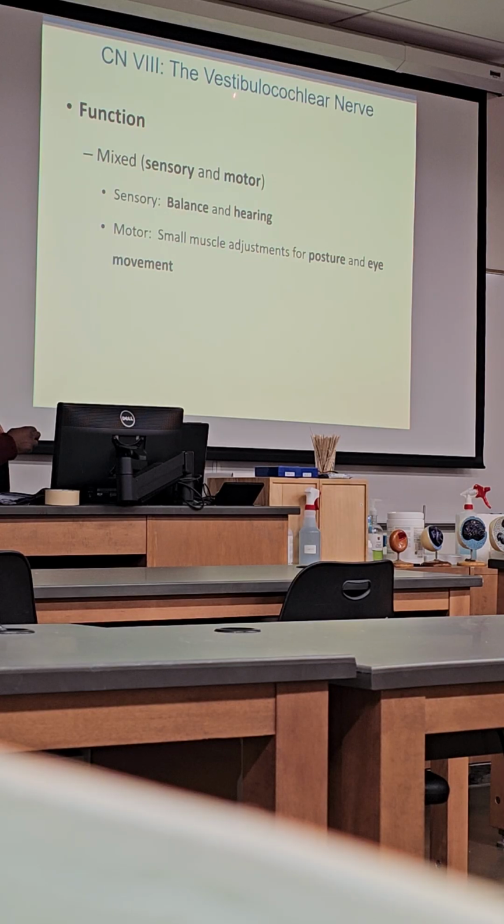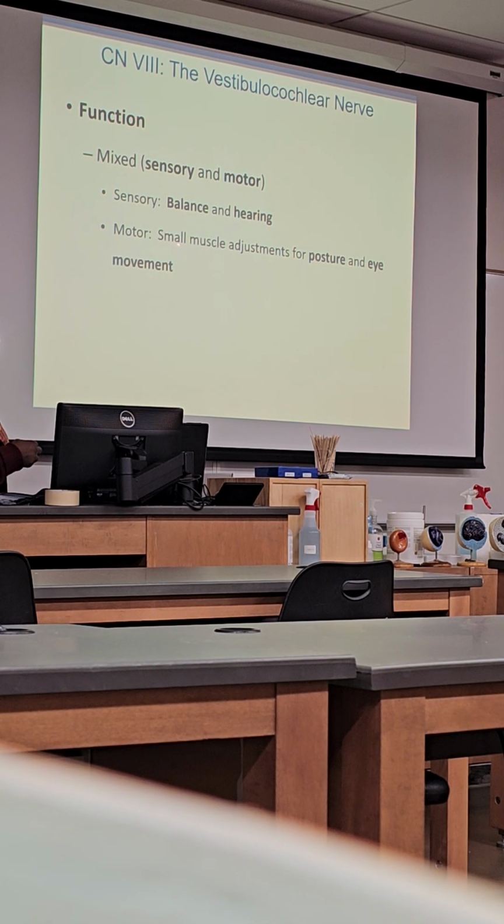Cranial nerve 8, the vestibulocochlear nerve. This is all about balance and hearing. The vestibular branch is balance, the cochlear branch is hearing. This is sensory and motor mixed.